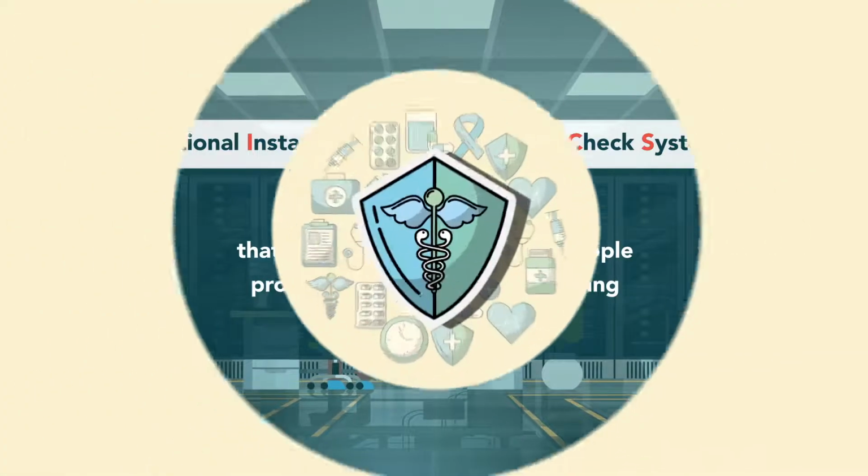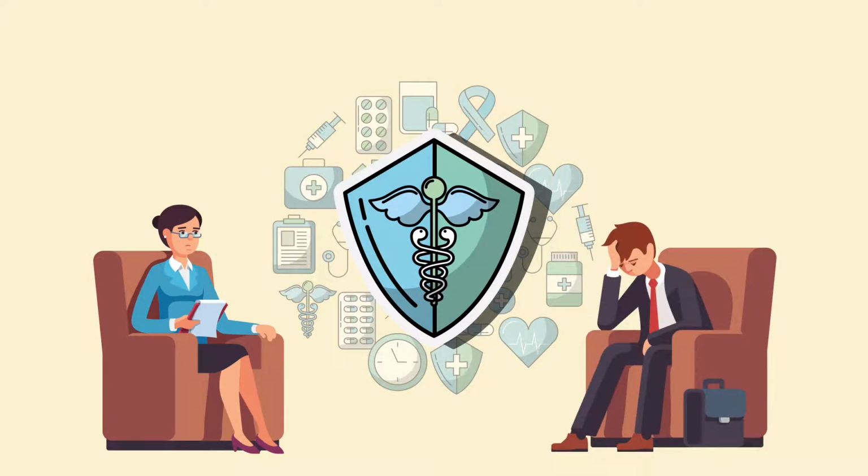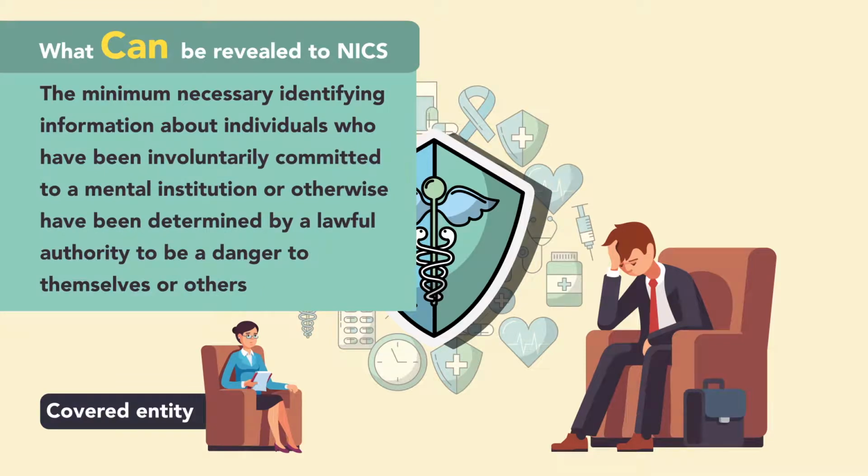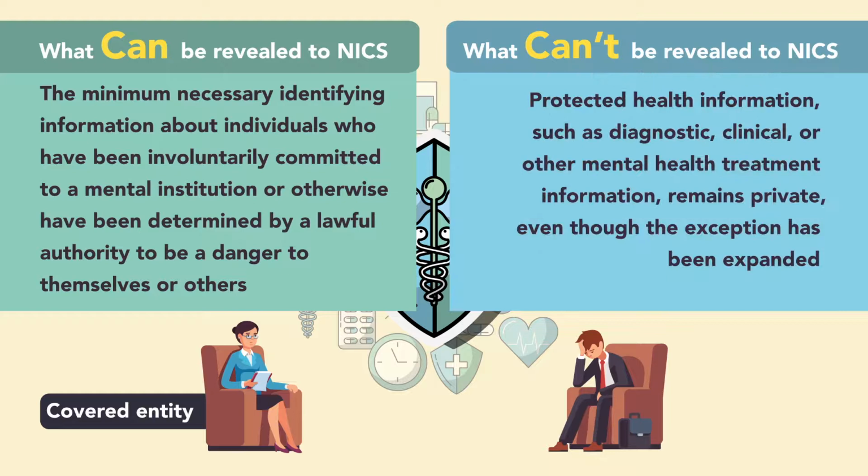The protected health information that a covered entity can reveal to NICS remains limited and narrowly tailored as the executive orders stipulated that the information that could be disclosed is the minimum necessary identifying information about individuals who have been involuntarily committed to a mental institution or otherwise have been determined by a lawful authority to be a danger to themselves or others. Protected health information, such as diagnostic, clinical, or other mental health treatment information, remains private and unavailable to disclosure to NICS, even though the exception has been expanded.